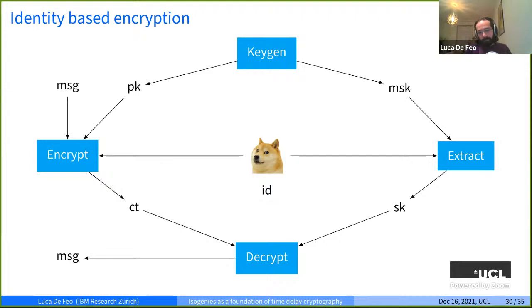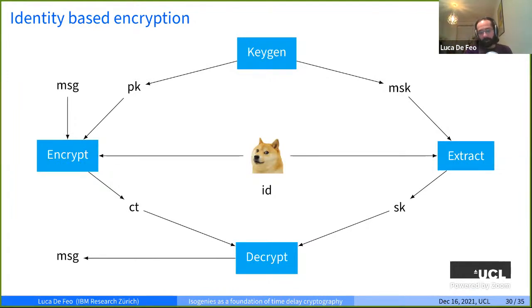The public key can be used to encrypt any message. And so you have this encrypted box on the left, which is the encryption. Encryption will also take as input the identity of the recipient of the message. So I will represent identities by the Doge. On the right-hand side, you have this extract algorithm, which takes as input the master secret key and the identity, and from these two inputs derives the secret key associated to the identity. And using this extracted secret key, you can take a ciphertext written for that identity and decrypt it to get the original message back. So this is the simple schematic view of identity-based encryption.